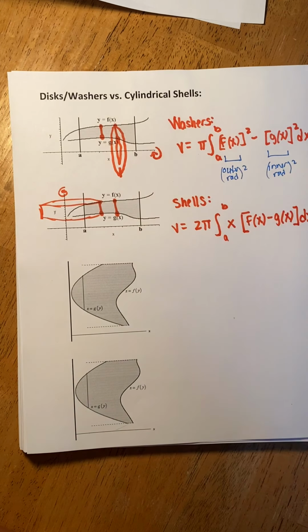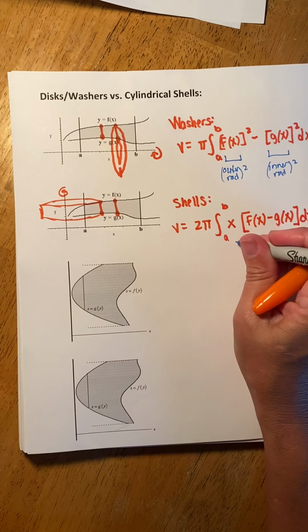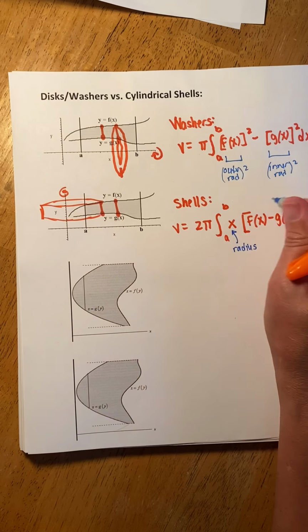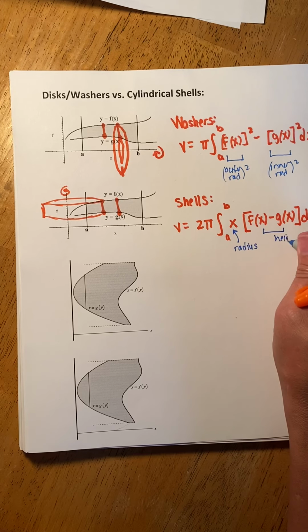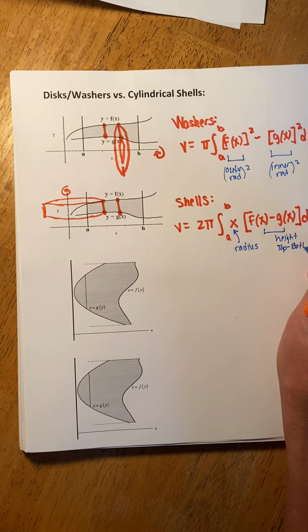So as you can imagine, this can be considerably easier to integrate than squaring functions. So this x in this problem is representing the radius of one of the cylinders, and this is the height of the cylinder. And it's always top minus bottom.